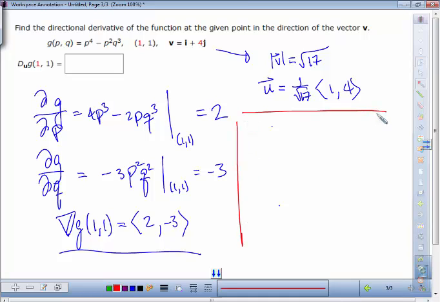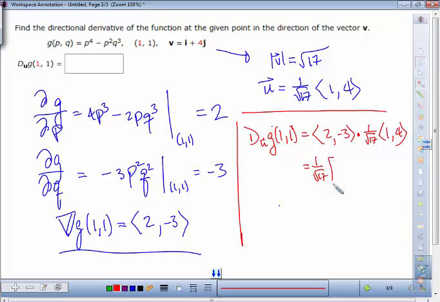So our directional derivative, D_u g, or dg in the direction of u, evaluated at (1, 1), is going to be the gradient (2, -3), the gradient at that point, and then 1 over root 17, a scalar, times (1, 4). So like I said, you can move the scalar 1 over root 17 outside, and then just take the dot product of the vectors. So 2 and 1, minus 3 and 4, negative 10.